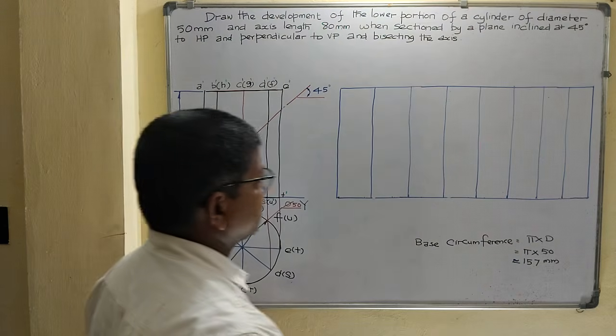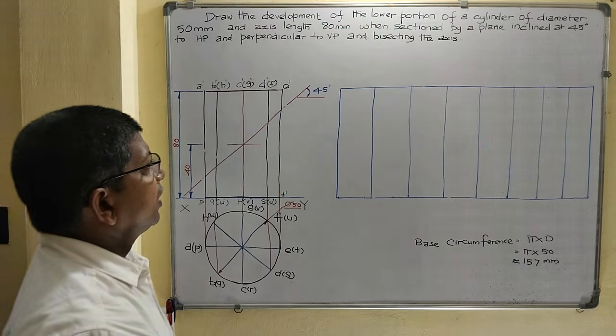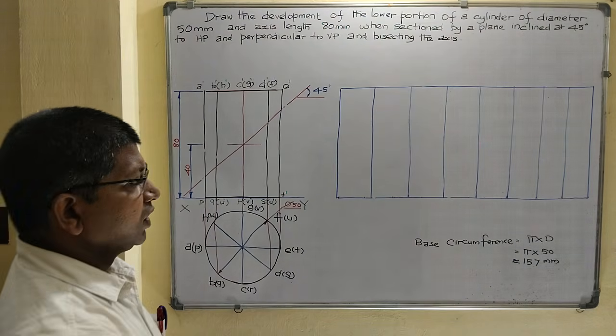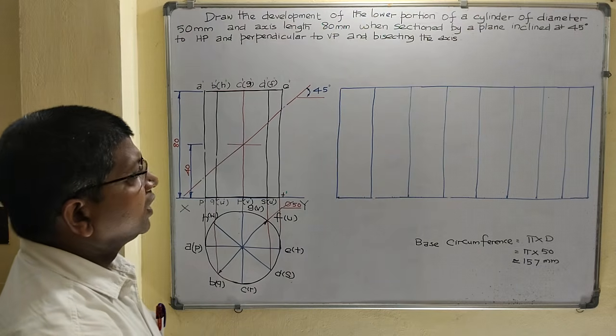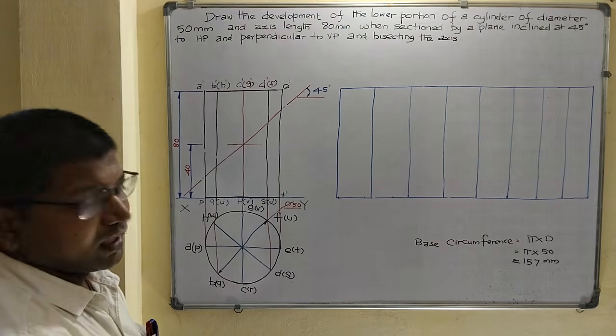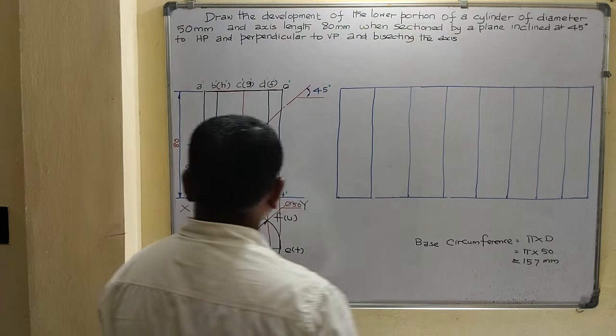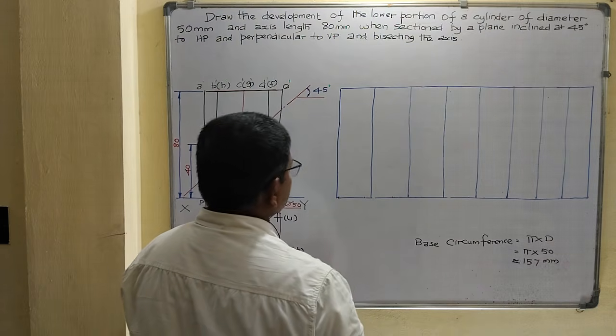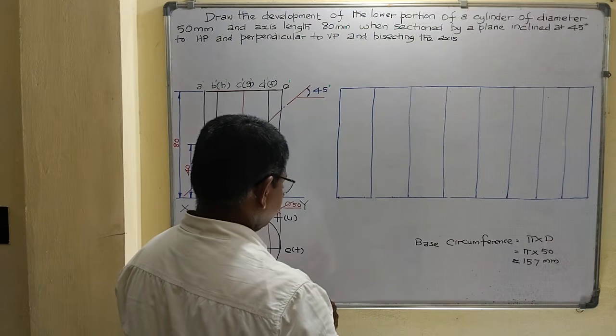Divided into 8 equal parts. Each division is equal to approximately 19 mm. Now give the name to all the generators.